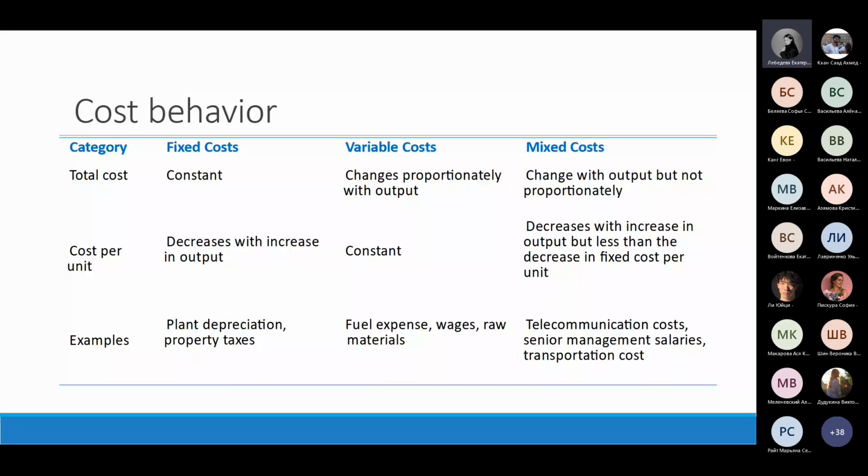So mixed cost could be summarizing features of two types. Examples of fixed costs are depreciation and property taxes, variable costs like raw materials and wages, and mixed costs are represented by telecommunication costs, salaries, transportation costs, and many others.